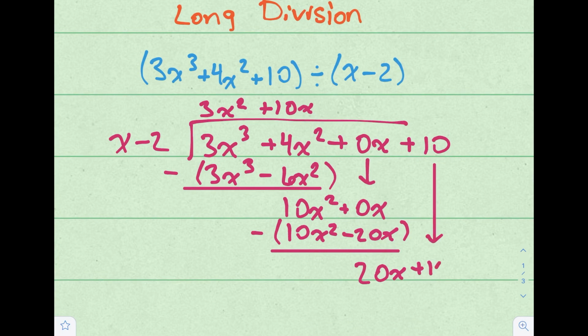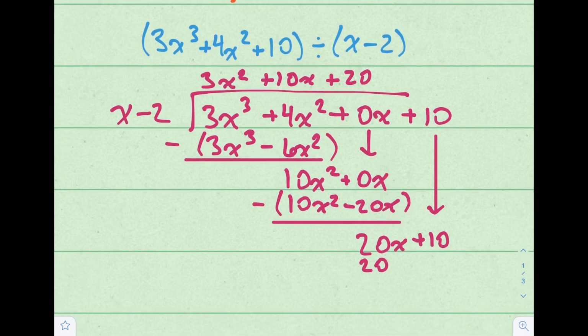And again, finally, I need to get my x to match with a 20x, which I can get by multiplying x by 20. I'll multiply my entire divisor by 20. And then we subtract down. 20x minus 20x is 0. Those should always cancel. 10 minus negative 40 is 50. So our quotient, our result, 3x cubed plus 4x squared plus 10 divided by x minus 2 is 3x squared plus 10x plus 20 with a remainder of 50.